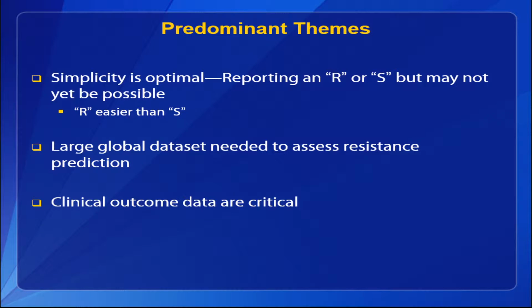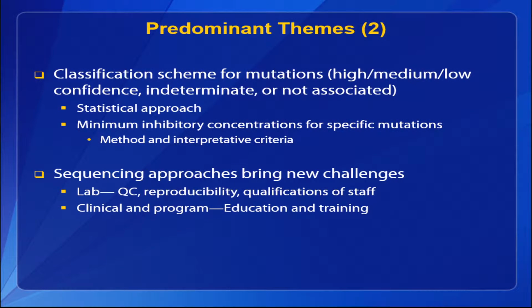And then the clinical outcome data, which are sorely lacking in many cases in terms of trying to put all the pieces together, are really needed, and we had a lot of discussion about the need to participate in terms of clinical trials, sequencing of isolates that may be available, all of those things to interact and collaborate where we can to increase the knowledge base. And other predominant themes were that a classification scheme for mutations, whatever we want to call it, if it's high, moderate, low confidence, indeterminate, inconclusive, or not associated, that we really need to think about a classification scheme.